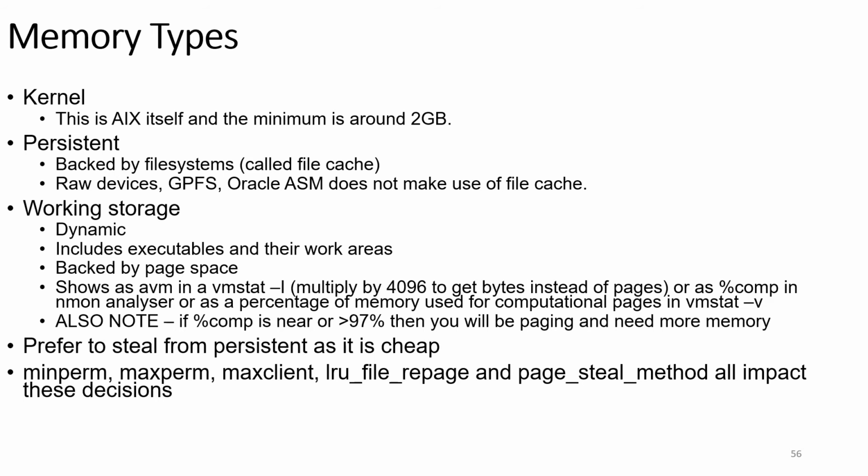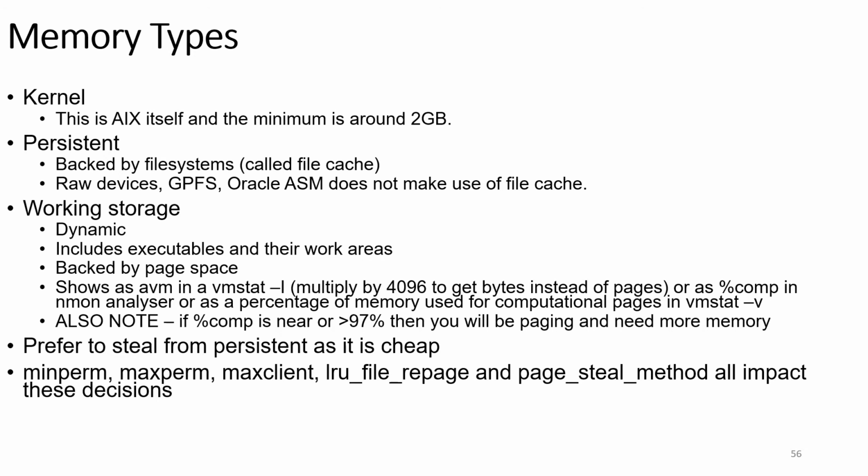Anytime we have to steal a page, it is much better to steal from persistent memory than it is from working storage, because working storage has to be copied out of page space, versus if we steal something that's backed by a file system, if it has not been updated, then we do not have to write it back out to the hard drive. One of the things that I mentioned down here is that if you're looking at a vmstat and you see that percent computational is getting close to 97%, then you're going to be paging, and the only real solution is more memory, or find out what application's causing it and fix it.